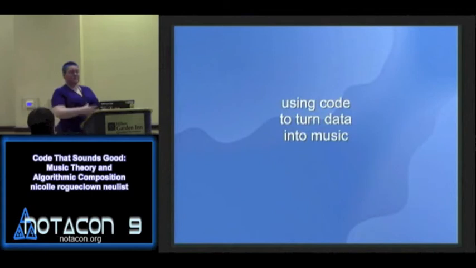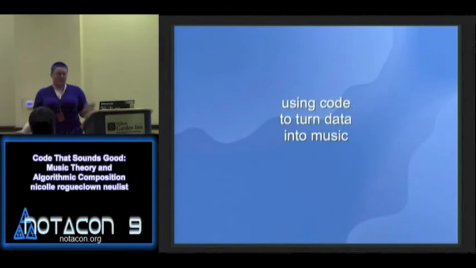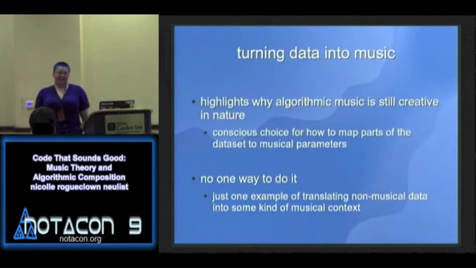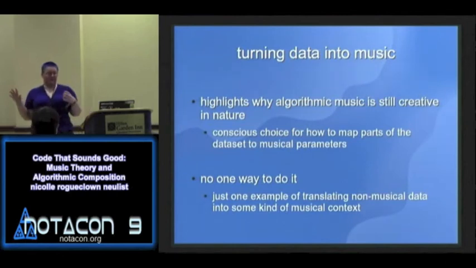Now we've started with a music form and turned it into some code. Now let's start with something that has nothing to do with music whatsoever and turn that into something musical. This is another place in which it highlights the creativity of it, because if you're starting with something that has no intrinsic musical characteristic, you're making conscious compositional choices to how to map parts of that data set to things that are musical. Again, there is no one way to do this.